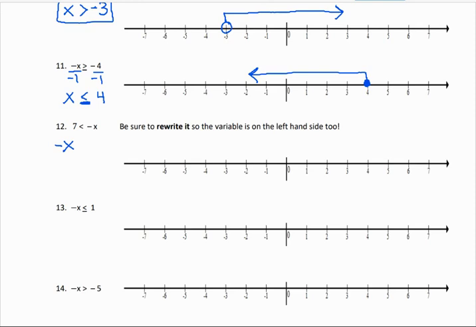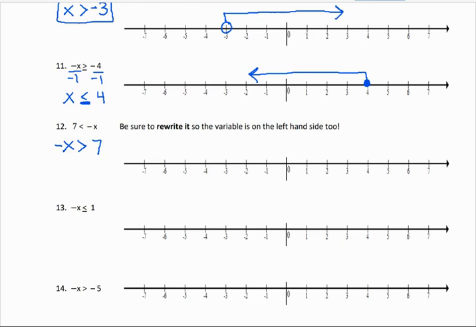Now, was it opening up to that? Yes, it was. So I keep it opening, and then I have 7. So I did not do any solving here. I simply just rewrote first. So everything stays the same except for the locations.